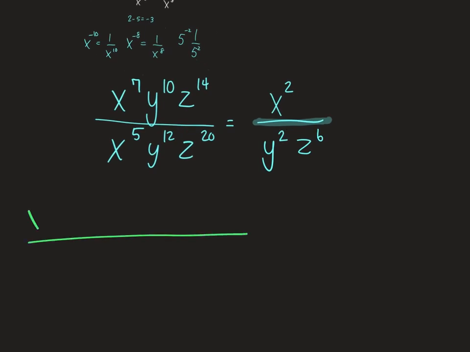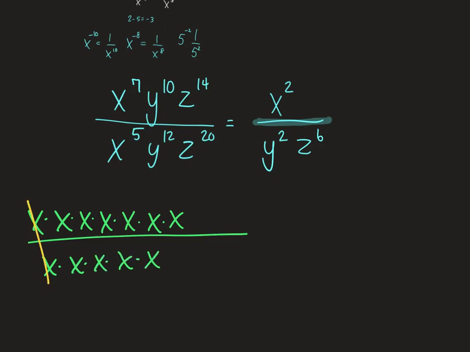X to the 7th. 1, 2, 3, 4, 5, 6, 7. X to the 5th. There will be 5 x's on the bottom. These x's cross out, like kind of cross cancel each other. These go away, these go away, these go away, these go away. There's 2 left on the top.